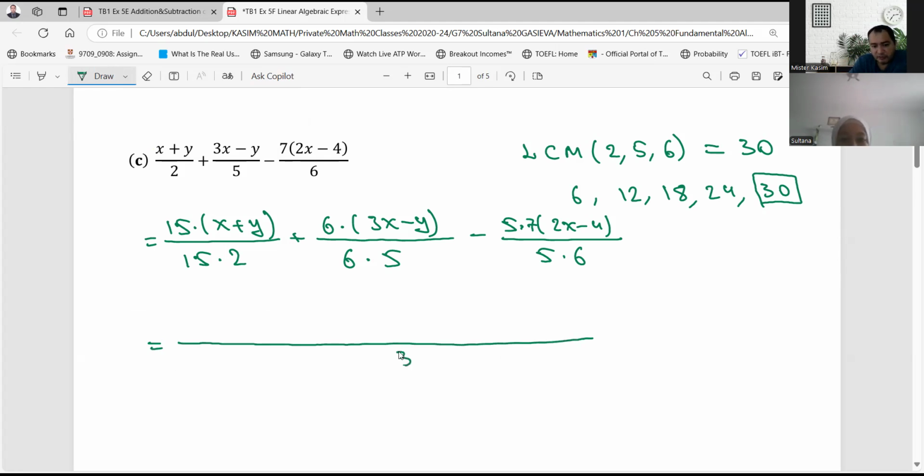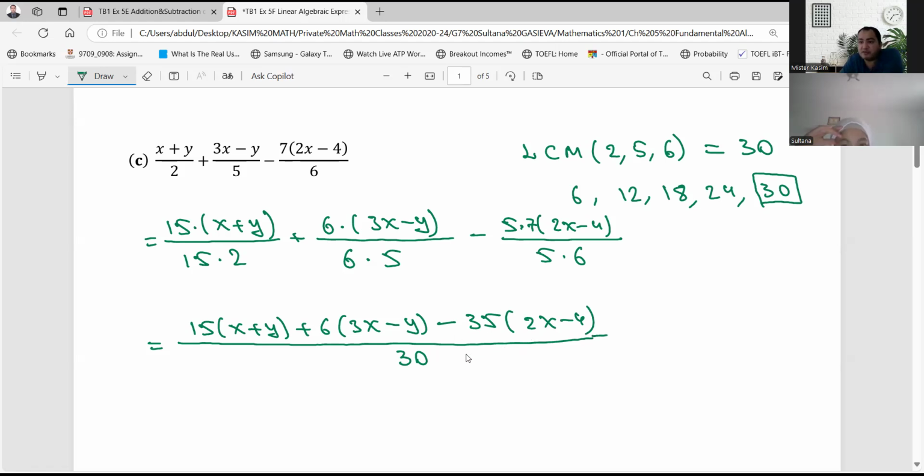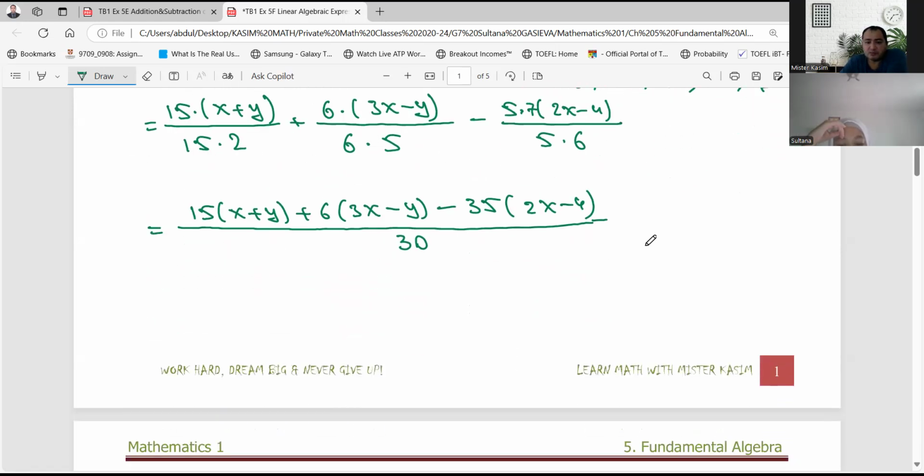Which is 30 here. And at the top, we have: 15 times (x plus y), plus 6 times (3x minus y), minus 5 times 7, which is 35, minus 35 times (2x minus 4). We have just learned how to simplify this. Do you remember at the beginning of our class? If you look at the top, remove the parentheses, right, and simplify.